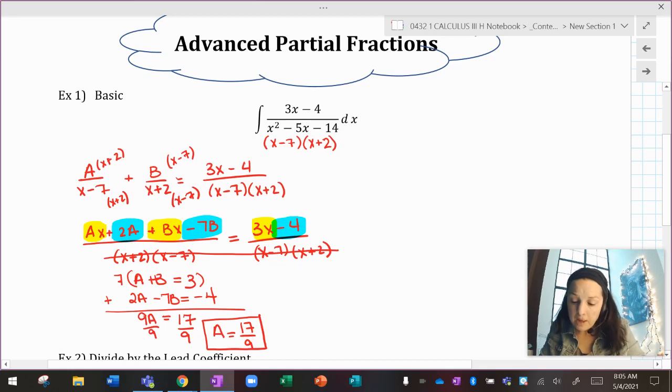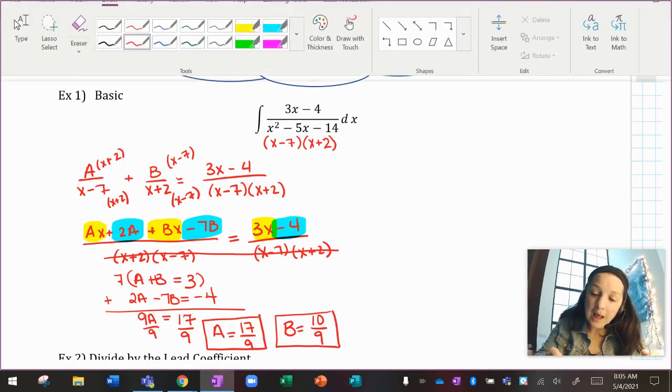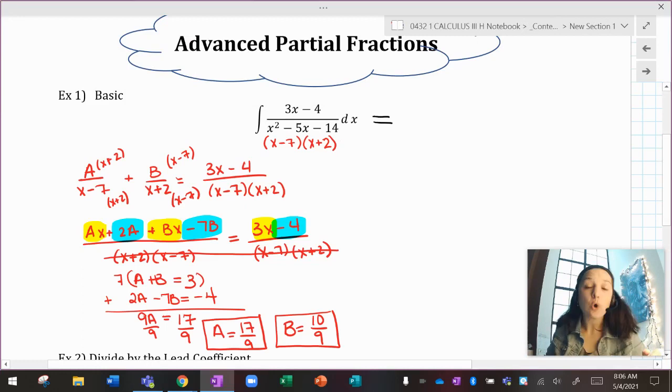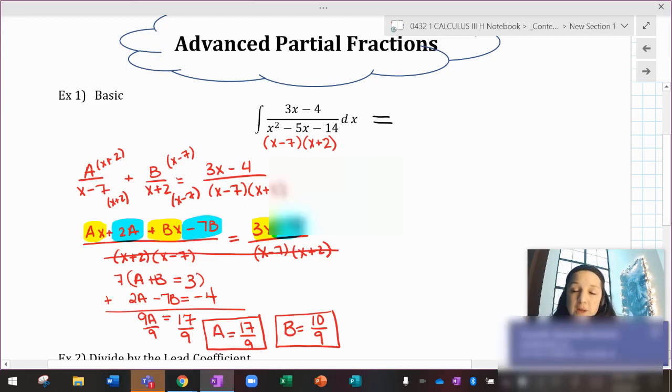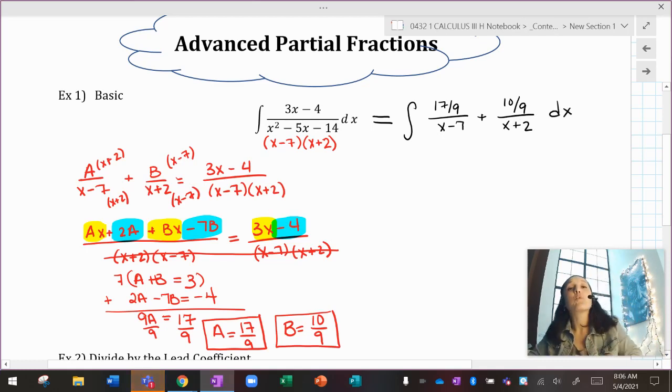Okay, fine. Then what do I want to do next? Well, let's see. I also know that A plus B equals 3. So for B, 17 ninths plus 10 ninths would be 27 ninths, so that would be 3. And so I have just figured out that integrating this original rational expression would be the same as integrating 17 ninths over x minus 7 plus 10 ninths over x plus 2. And the reason I like that is because I didn't know the antiderivative of the first one.